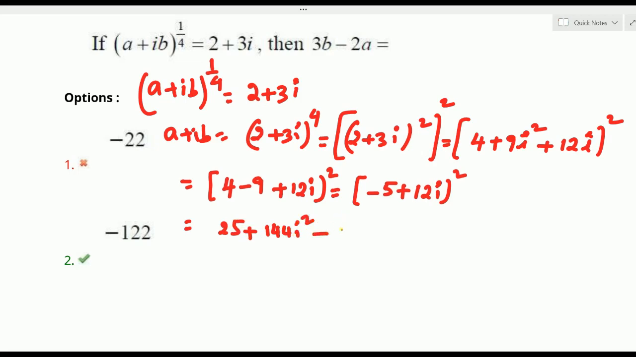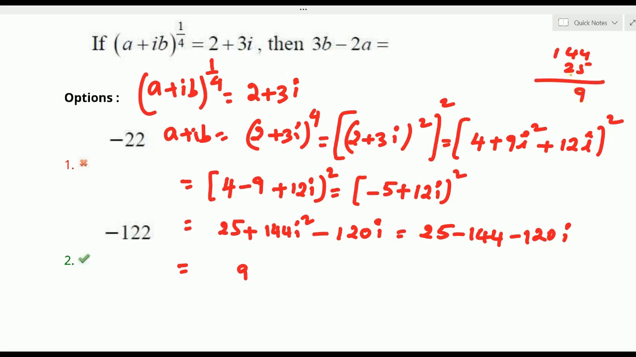Plus 2ab, that is 2 into minus 5 into 12i, which is minus 120i. Next, the i square value, you know well, is minus 1, therefore this becomes 25 minus 144 minus 120i. So what is 25 minus 144? 144 minus 25 is 119, so it is minus 119 minus 120i.